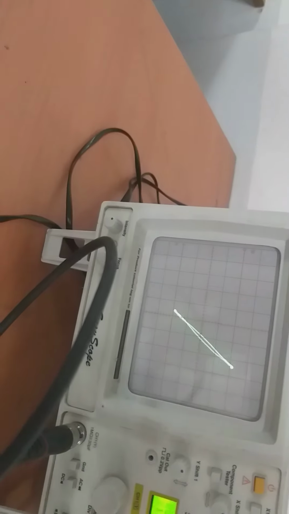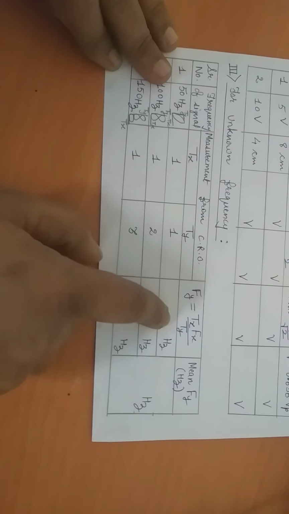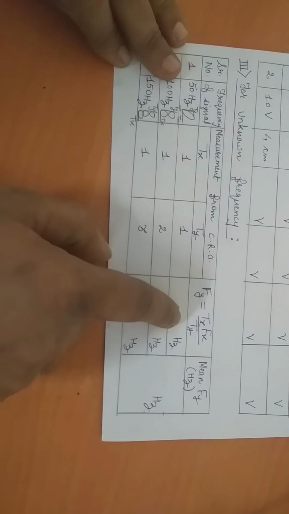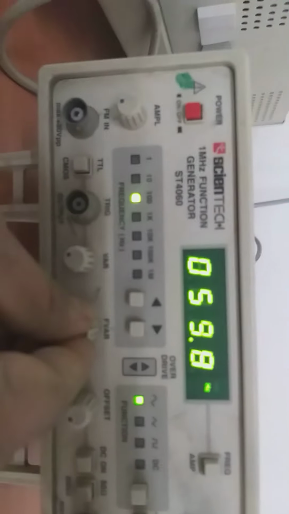So according to the calculations for the first part, Tx is 1, Ty is 1, and what is the frequency which we are giving from the signal generator? It is 50 hertz. So when you substitute all the values over here, you will get the answer of 50 hertz. Okay, now I will double this frequency, that means 100. So again I will adjust this frequency to around 100.